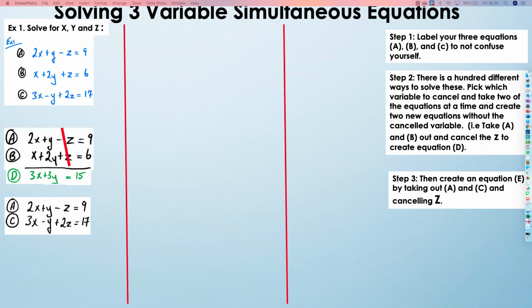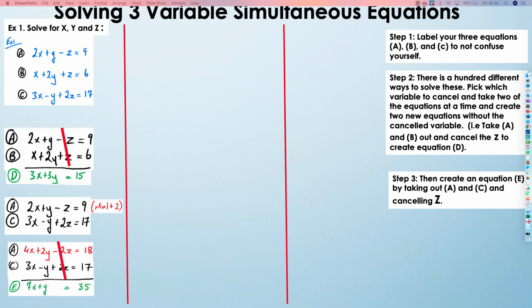Multiply top line by 2, because I want to cancel my z. Multiply your top line by 2. 4x, 2y minus 2z is equal to 18. 3x minus y plus 2z is equal to 17. My z's cancel. I get 7x plus y is equal to 35. Now I have my regular simultaneous equation. I have 3x plus 3y is equal to 15, and I have 7x plus y is equal to 35. I now can do a regular simultaneous like we're used to.